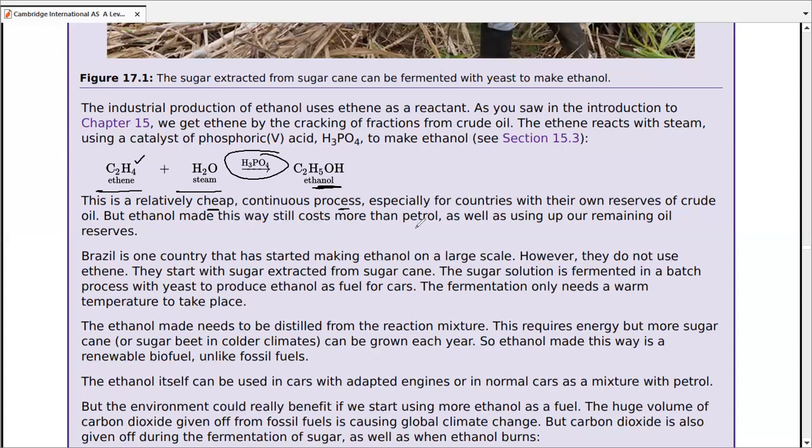Ethanol made this way still costs more than petrol, as well as using up our remaining oil reserves. So Brazil is one of the countries that started making ethanol on a larger scale. However, they do not use ethene. They start with sugar extracted from sugarcane. The sugar solution is fermented in batches with yeast to produce ethanol as a fuel for our cars.